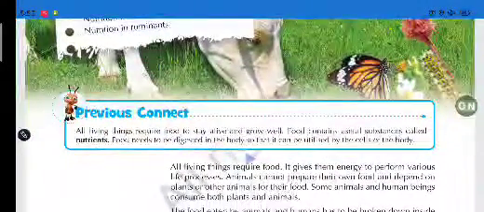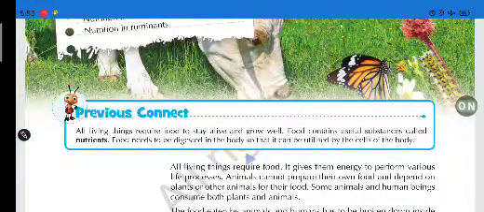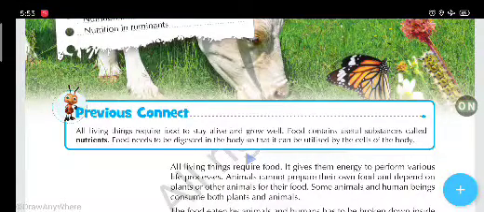Nutrition in animals. In the previous chapter we studied what nutrition is, and I told you that all living things require food to stay alive and grow well. Food contains useful substances called nutrients, and food needs to be digested in the body so that it can be utilized by the cells of the body. Taking food inside the body is called the ingestion process, but utilization of that food by our body is called nutrition.